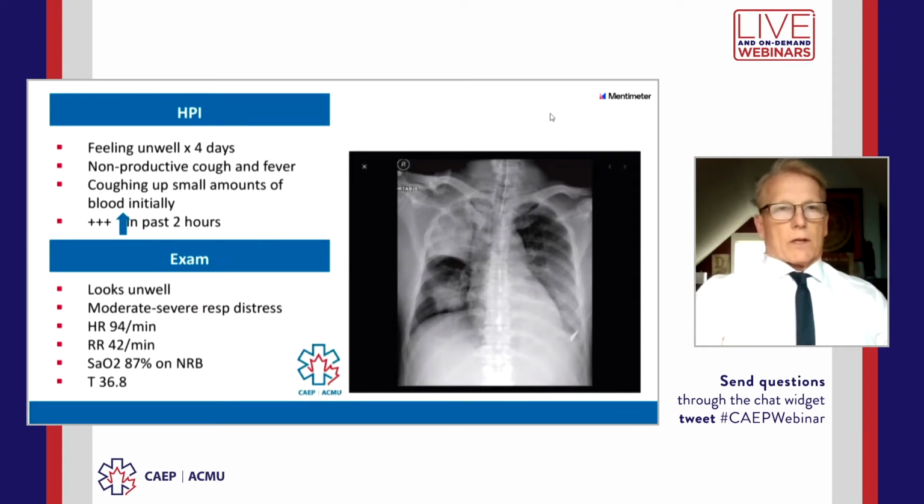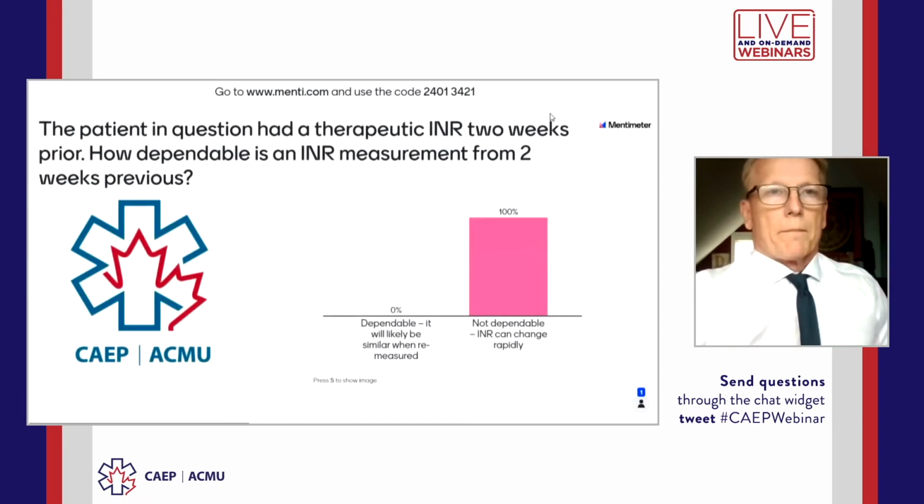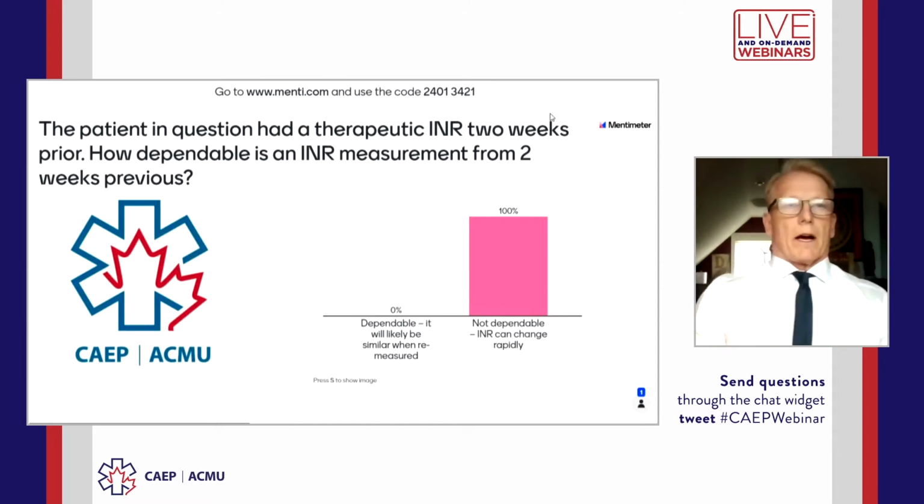At the bedside, he looks unwell. He's in moderate to severe respiratory distress, not particularly tachycardic, but he is on a beta blocker, but he is tachypneic. His sats are 87% on non-rebreather, and he's afebrile. So basically, you have in front of you a fairly sick patient who you're worried about and you're going to get on right away. I'm going to ask a question here.